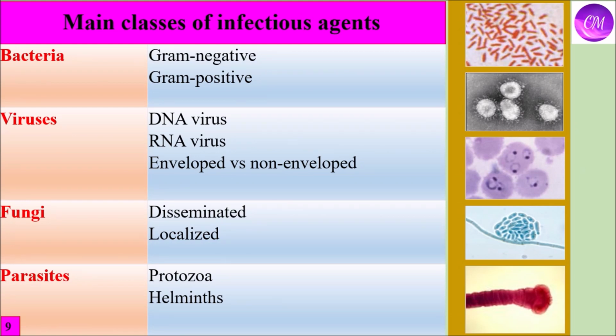The main classes of infectious agents include bacteria, gram-negative and gram-positive; viruses, with DNA viruses, RNA viruses, and enveloped or non-enveloped; fungi, which also may be disseminated or localized; and parasites, like protozoa and helminths.